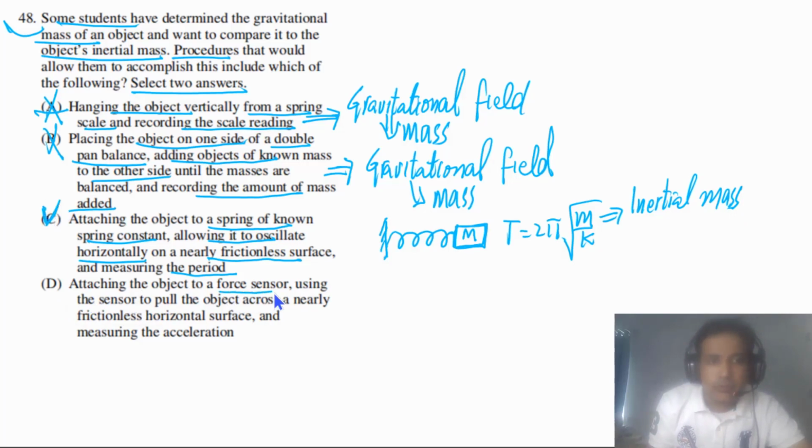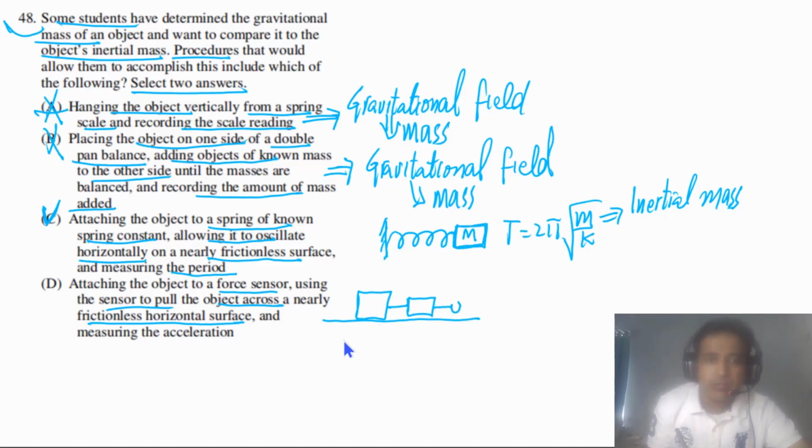Attaching the object to a force sensor, using the sensor to pull the object across a nearly frictionless horizontal surface. So we attach the object to a force sensor. Simply, we can imagine this one is the force sensor, and this is on a frictionless horizontal surface. So we can determine in this case the inertial mass by measuring the acceleration.